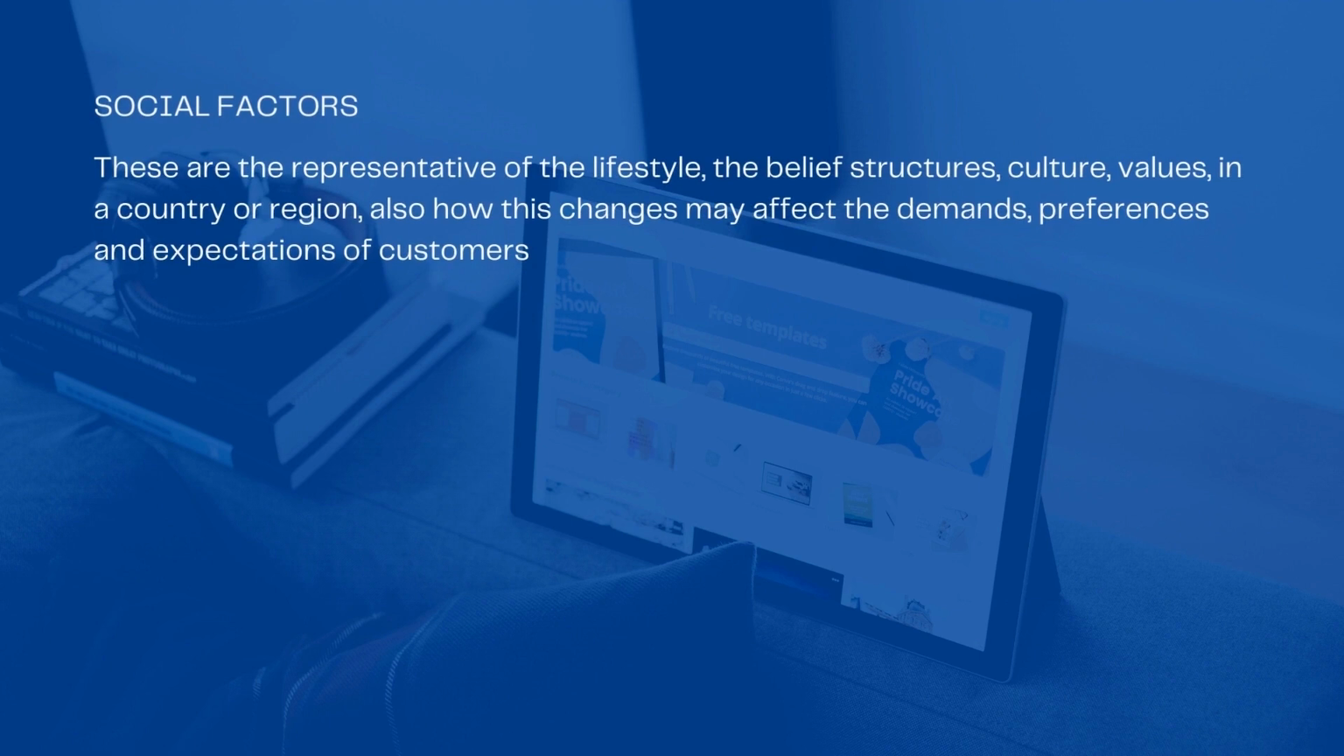So the first factor that we are going to look at under this framework is the social factors. So these are the representatives of the lifestyle, the belief structures, the culture, as well as the values in a country or region, and also how these changes may affect the demand, the preferences, and expectations of customers. So religious differences can fall into the category of cultural differences. For example, some religions discourage the consumption of alcohol. So a business must be aware of cultural differences that could affect the supply chain in the globalized business environment.